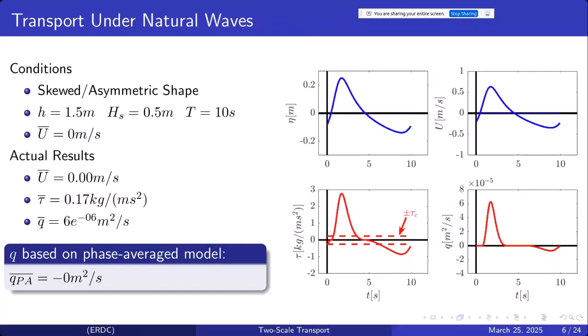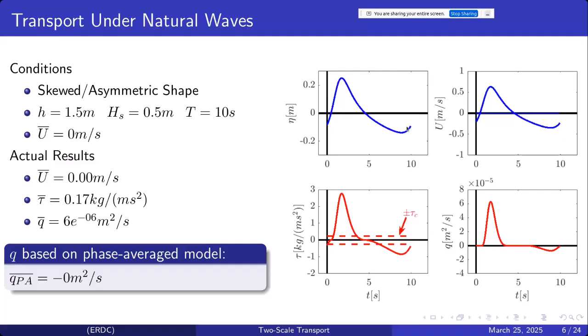And of course, the waves aren't sinusoidal. So if we look at the transport under natural waves, which are skewed and asymmetric, and we use the same bulk statistics, we're still in a meter, half-meter wave, 10-second wave. And now I'm back to using a case where we have no currents.